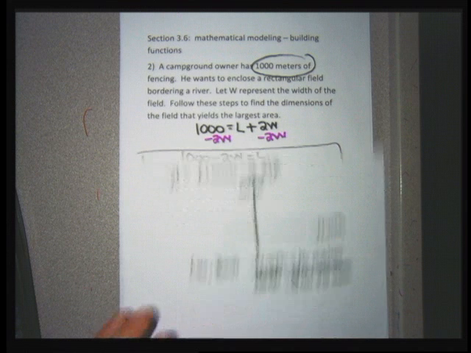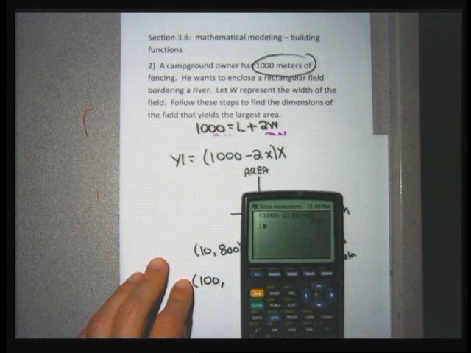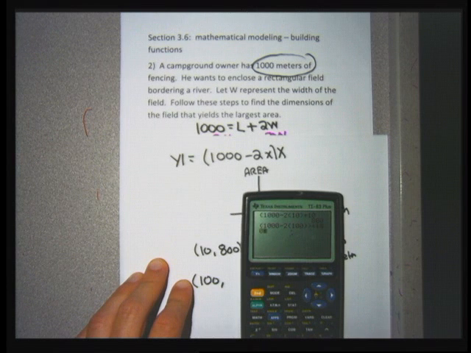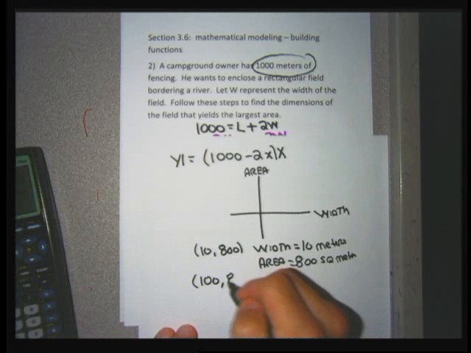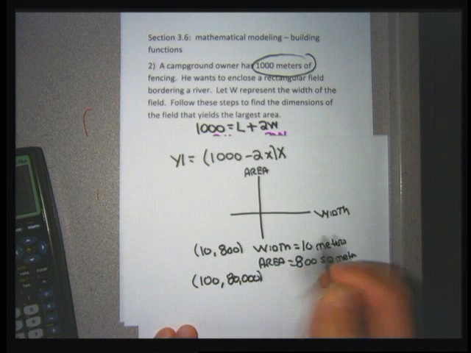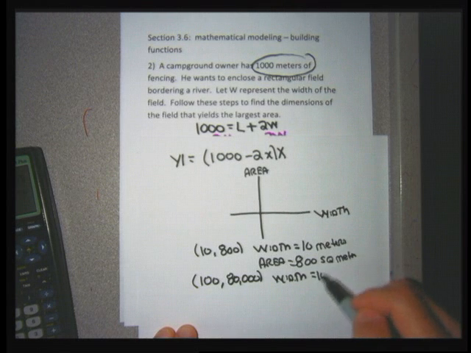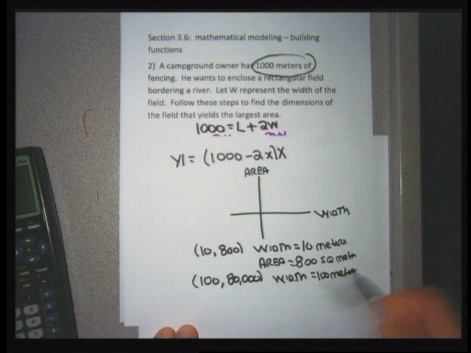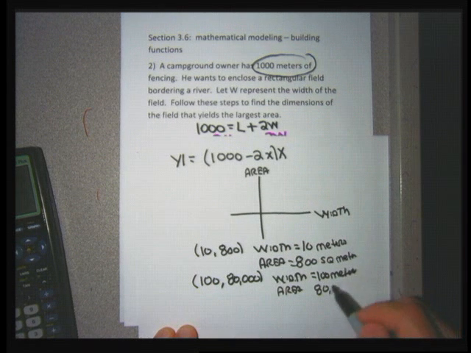Let me just do it with another number. Let's make the width 100. If the width was 100, I can go parentheses, 1,000 minus 2 times 100, times 100. Because it's 1,000 minus 2x times x, I'm just putting in the 100 for the x. Then it says it's 80,000. So it says if the width is 100 meters, the area enclosed is 80,000 square meters, which is way better than having a width of 10 meters.